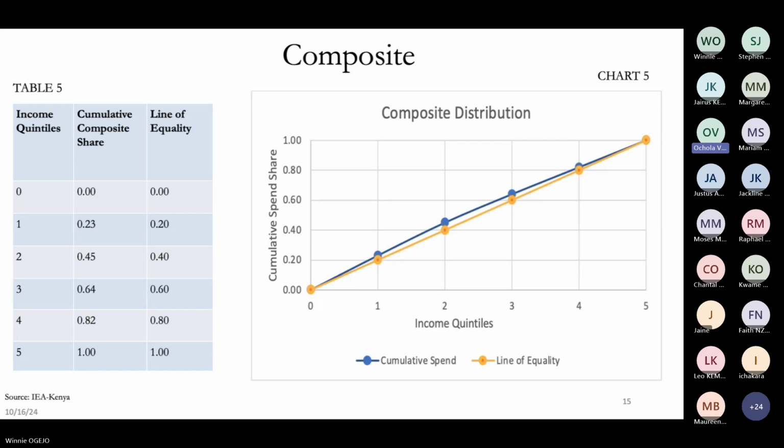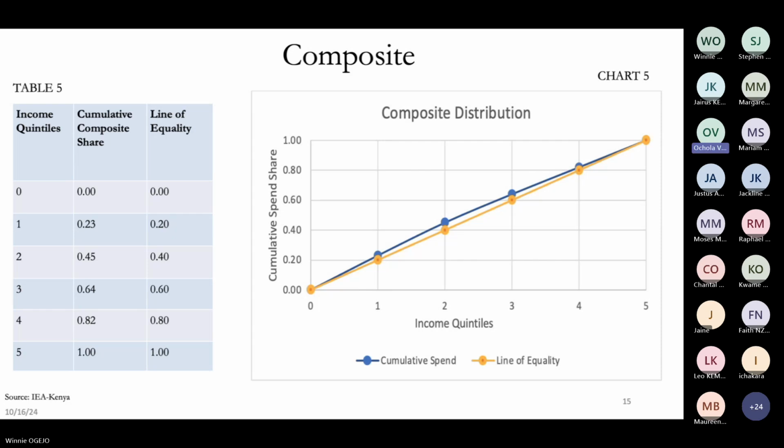Then when you look at quintiles 1, 2, and 3, they're receiving 64%, which is 4% higher than their population share. Then when we come to the last quintiles, that is quintile 4 and 5, the quintiles representing students from higher income households, they're receiving a cumulative share of 36%, which is 4% below their population share.